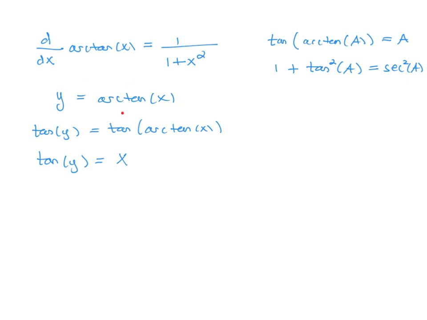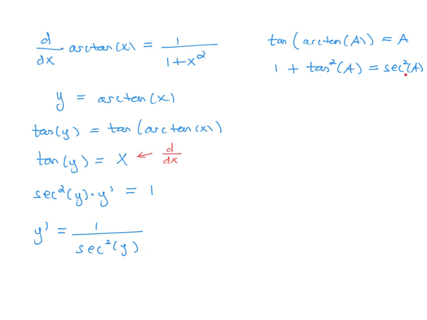I can't take the derivative of this directly, but I can use implicit differentiation to take the derivative of both sides. So what I'm going to do is take the derivative with respect to x of both sides. The derivative of tangent is secant squared of y, and by the chain rule, I multiply by y prime. Y prime is exactly the thing that we're looking for. The derivative of x is 1. If you solve for the derivative, it's 1 over secant squared of y. And hey, we did it. That's the formula for the derivative.